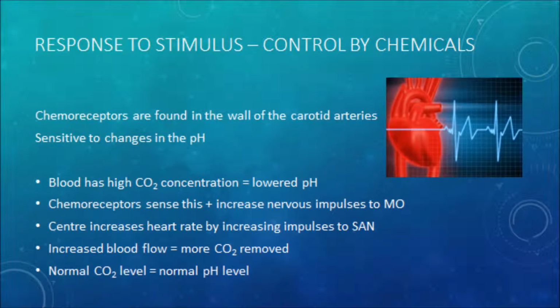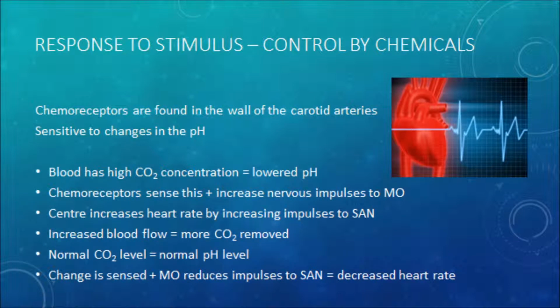This pH increase is registered, and the heartbeat slows due to the reduced number of impulses sent by the parasympathetic centre in the medulla oblongata to the sinoatrial node, in turn decreasing the heart rate.